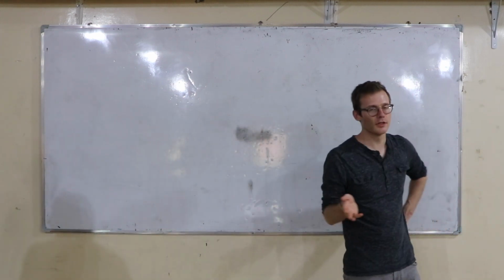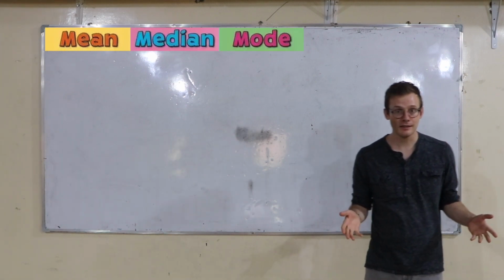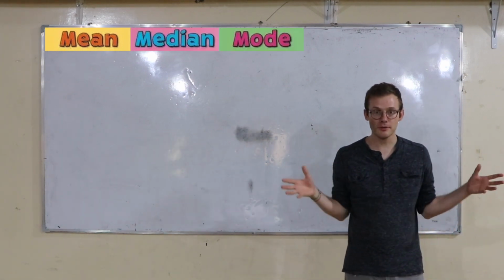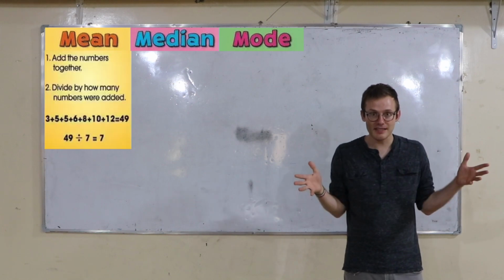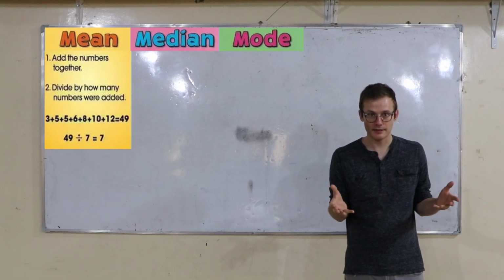Okay. So, mean, median, mode. The mean is when you take all the numbers in the set, you add them up together, and you divide them by how many numbers you got in the set.